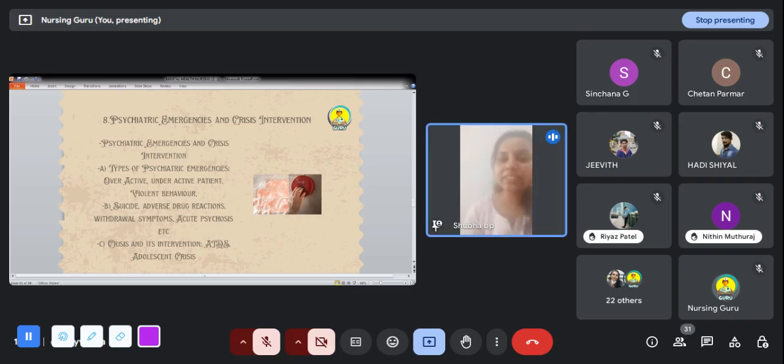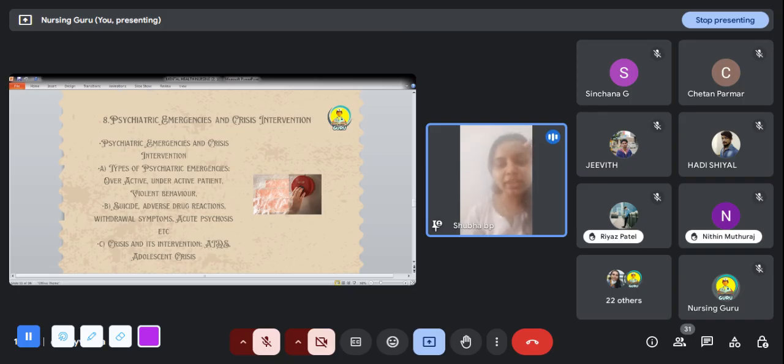Unit 8 is psychiatric emergencies and crisis intervention. Because of psychiatric illness, many patients go for suicide, or they take poisons. They may do injury to other people because of their illness. At that time, we need emergency treatment. So what are the emergency treatments and emergency medications we are going to use for psychiatric patients? That we are going to study in this chapter.